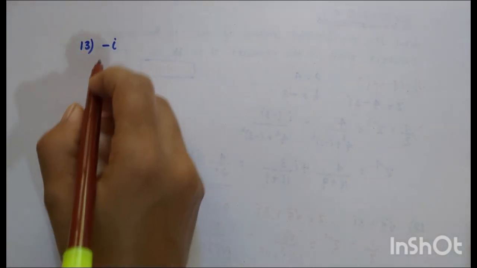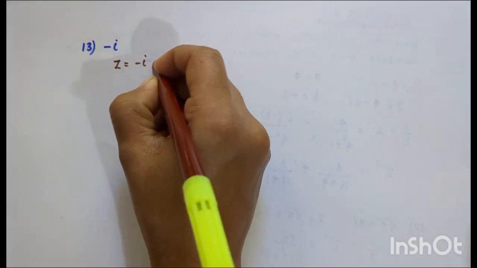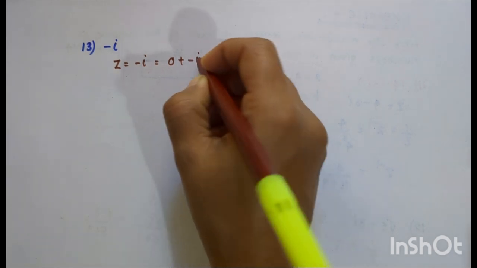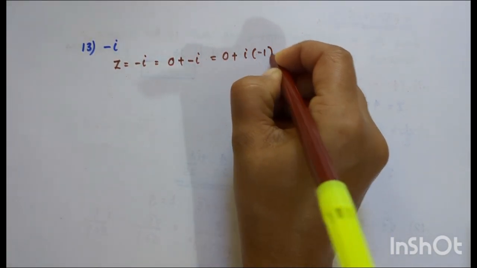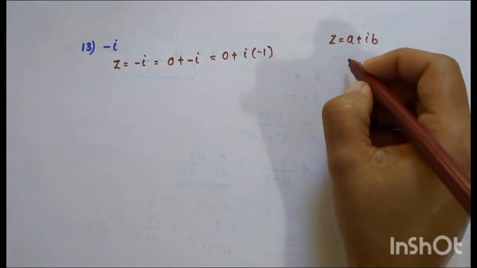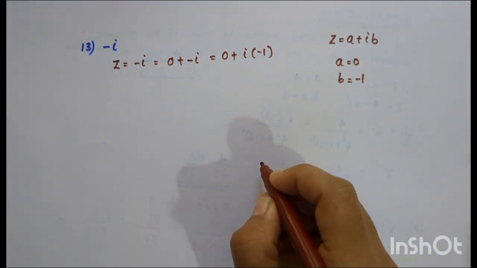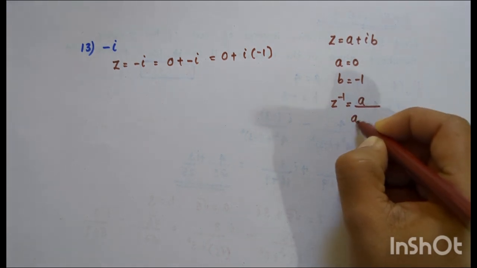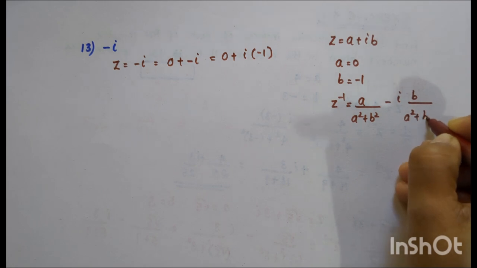Now the next complex number is minus i. That is z is equal to minus i, which can be written as 0 plus, minus i, or you can write it as 0 plus i into minus 1. When you compare it with a plus i into b, you see a is equal to 0 here and b is equal to minus 1 here. Then its multiplicative inverse z inverse is equal to a by a square plus b square minus i into b by a square plus b square.